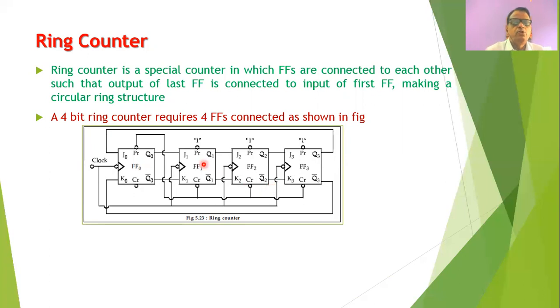One can easily observe what kind of changes we are making here: J0 is connected to Q3, K0 is connected to Q3 bar so that a ring can be formed. Also, the initial output Q0, we want it to be 1. At the same time, the output of all the other flip-flops should be equal to 0, and therefore the preset of the first and the clear of the others are connected together.